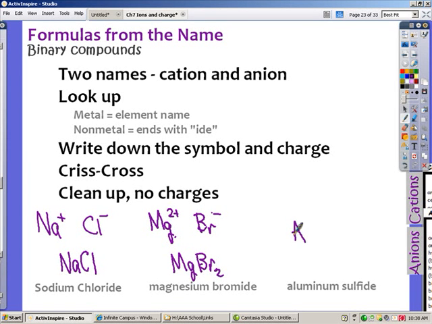So aluminum, that has a +3 charge. And sulfide, of course, you double-checked everything to make sure you got sulfide instead of sulfates or sulfites. It has a -2 charge. Crisscross those charges, and you end up with Al2S3.